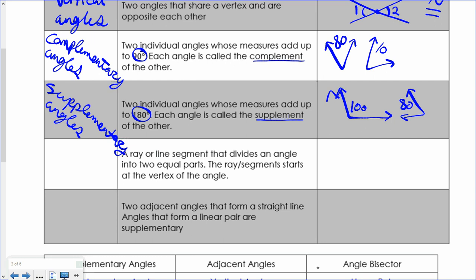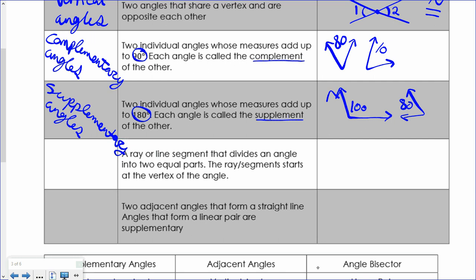So if I have a pair of angles and I know one of them is 10, and ask you what the complement of that 10-degree angle would be, what would your answer be? 80. The complement is whatever else you need to get to 90. So if you have a 50-degree angle, what's the complement? 40. So you're trying to get to 90. If you have an angle that is 5 degrees, what's the complement of 5 degrees? 85.